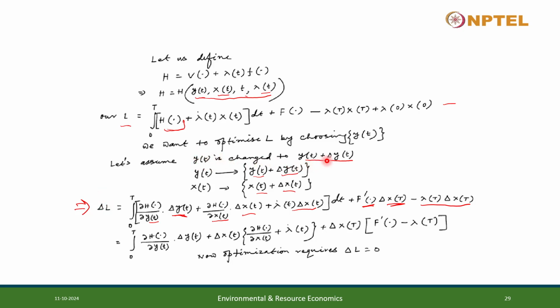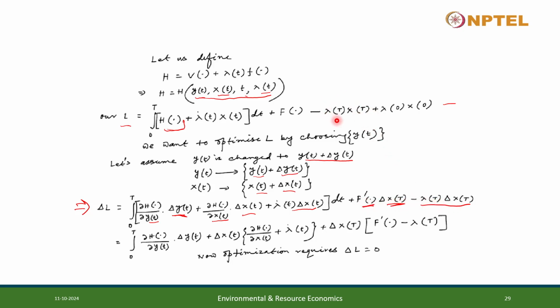Now I will try to find delta L when my rate of extraction is changed from yt to yt plus delta y. What will be the change in my objective function? Here this h will be a function of y as well as x. So I get these two terms: dou h by dou yt delta yt, dou h by dou xt delta xt. Now this xt will be changed by delta x, so lambda t dot delta x, whole integration dt. Now this term will also be dependent on the stock xt, so f dash, differentiated with respect to stock, and then delta xt.